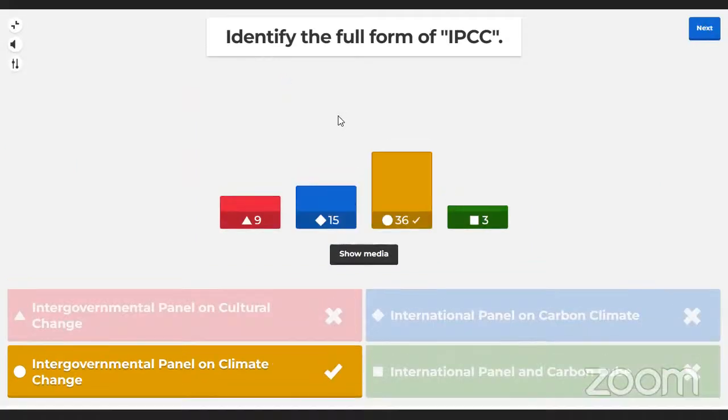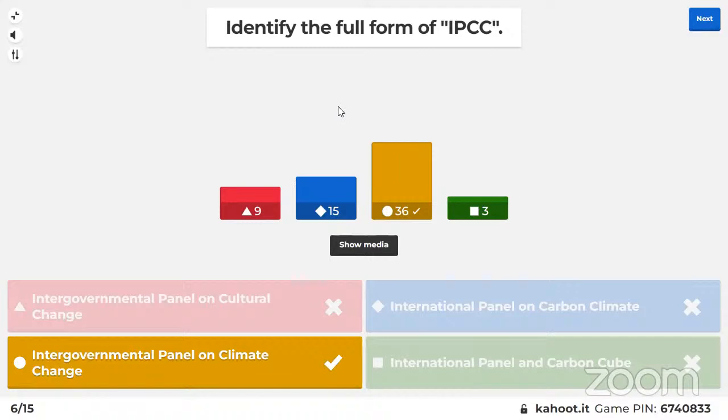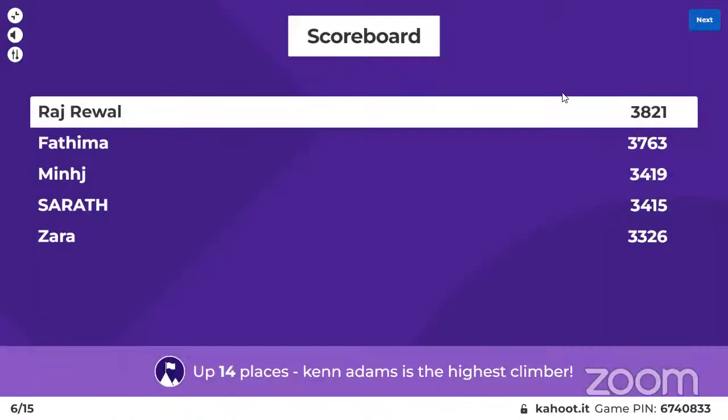I think the quiz master had a tough time figuring out the other 3 options to come up with dummy options. Yes, great. Raj Rawal still remains on top with 4,600 points. Minch is there. Bahubali still remains. Sharath is there. Us climbed up. Ken Adams is the highest climber with 14 points.